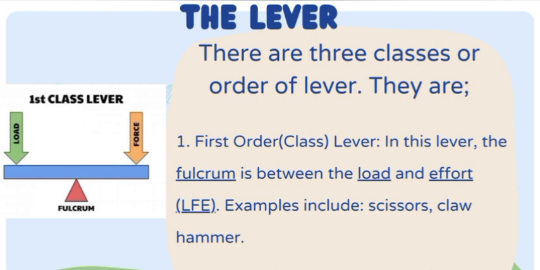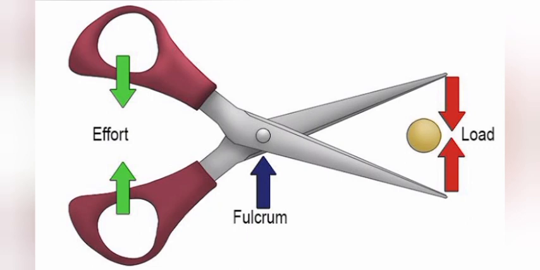So for the first order lever, you have examples like scissors and hammer. I told you in the last class that when you have your scissors, you put your hand inside the 2 holes of the scissors, and that is the point where you have your effort. Next, after the point where you apply the effort, there is going to be a fulcrum before you have the load at the other end. So you have an effort, a fulcrum, and a load. That is for the first class lever.